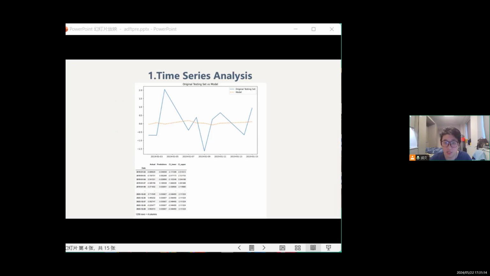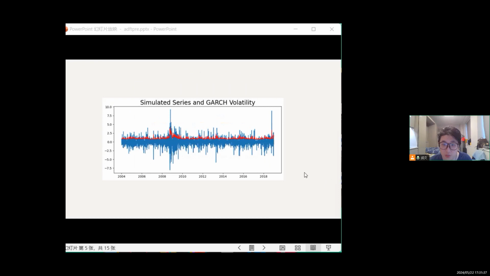Then, after the ADF test and the automatic selection of the best order, the values predicted by the model are compared with the original values, as shown in this picture. And we can see that the ARMA model does not perform very well. Then I use the GARCH model to predict the volatility. After using the automatic selection of the best order, the model fit on the training set is shown in this figure. The results show that the model performed well.